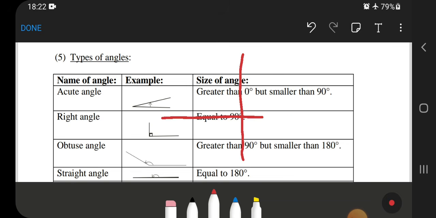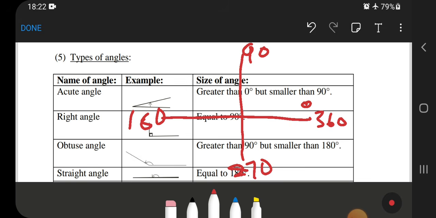Let's say we have a Cartesian plane here. This is 360, this is 90, this is 180, and this is 270. Here 0 starts here. So any angle here is an acute angle. A triangle that goes this way is an acute angle. A triangle that goes this way is an acute angle. It has not reached 90. Maybe this is 85 degrees. Okay, so that is an acute angle.